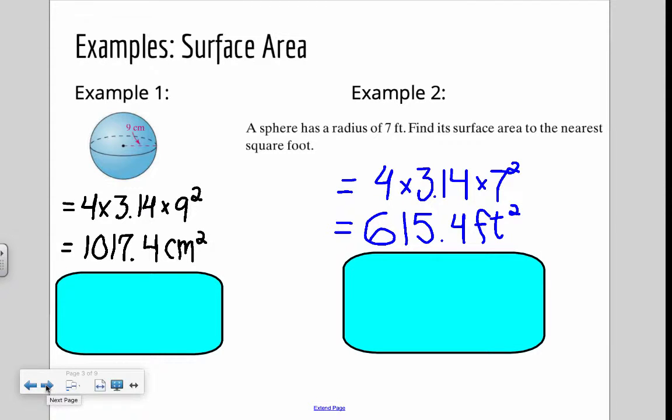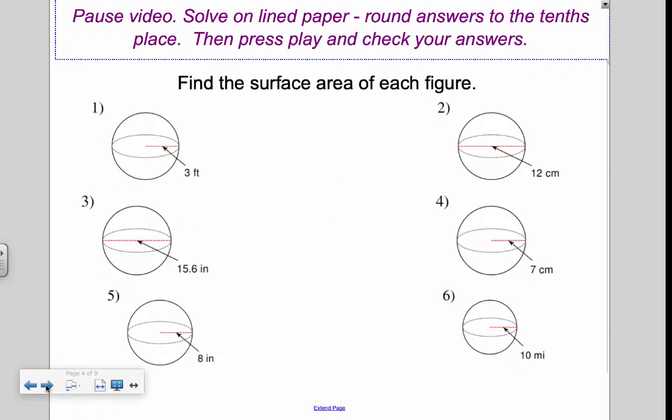At this point, I'd like you to switch over to your notebook paper, and I'm going to ask you to pause the video. Try these 6 problems in your notebook. Please write down what you're typing into your calculator, and then when you're ready to check your work, you can go ahead and press play.